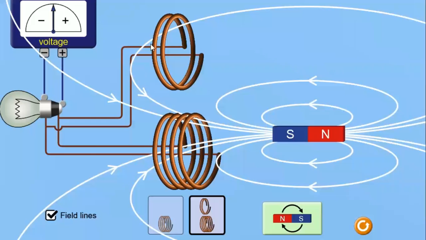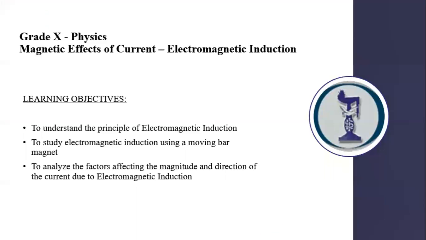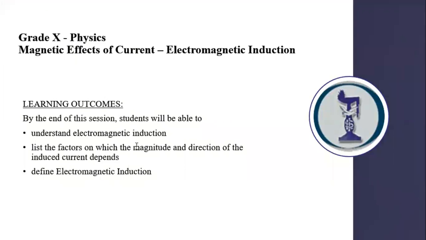This is a simulation taken from the Colorado University simulations, which are free for learners to download and experiment on. So if we move into the outcomes for today's class, you should have understood what is meant by electromagnetic induction. That is inducing current by varying the magnetic flux associated with a coil in a closed circuit.